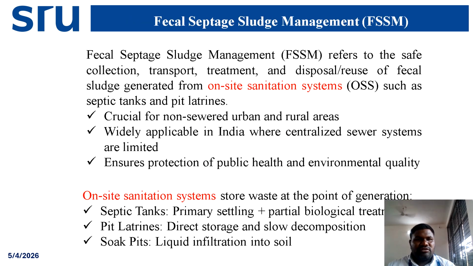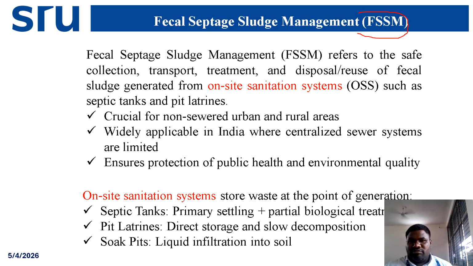First of all, we need to understand the real meaning of fecal septic sludge management. In short form we call it FSSM, instead of repeating the same long name every time. FSSM refers to the safe collection, transport, treatment and disposal of fecal sludge generated from on-site sanitation systems such as septic tanks and latrines.